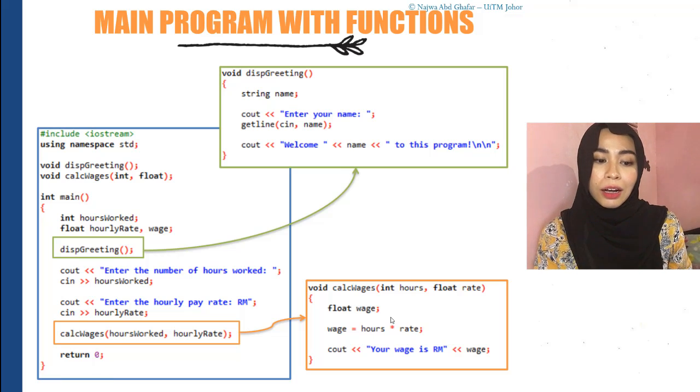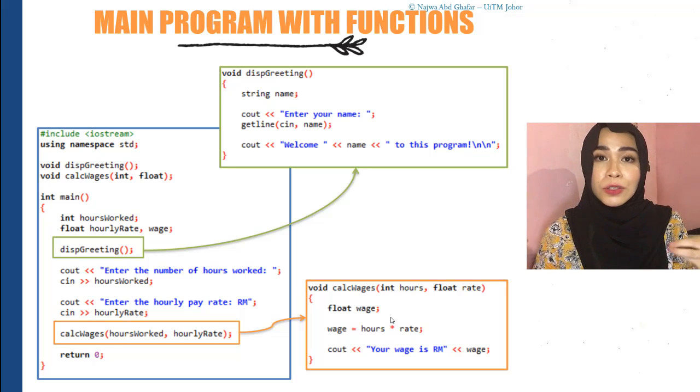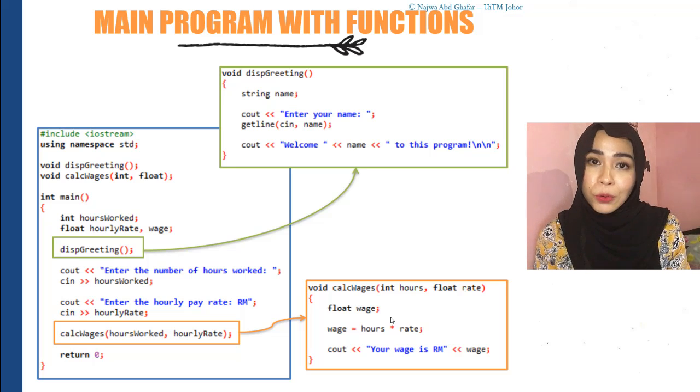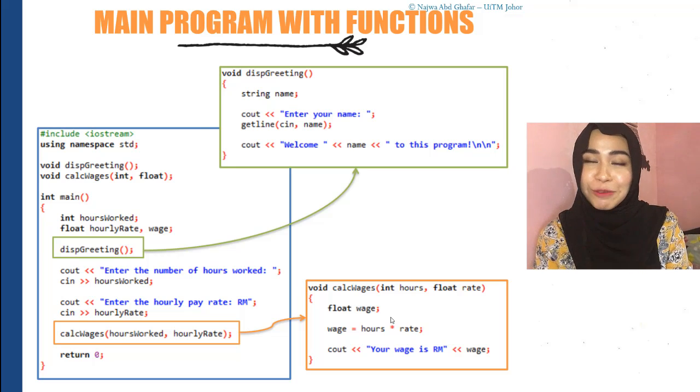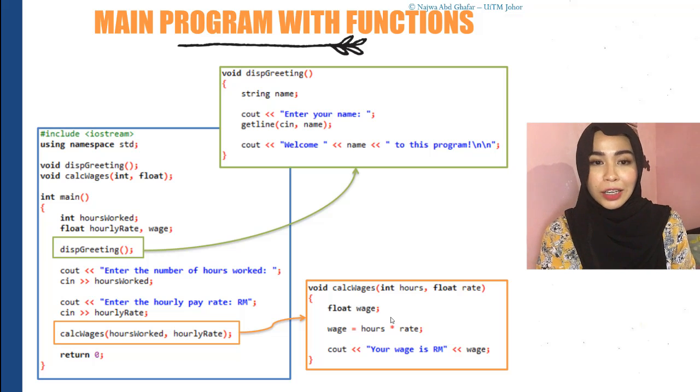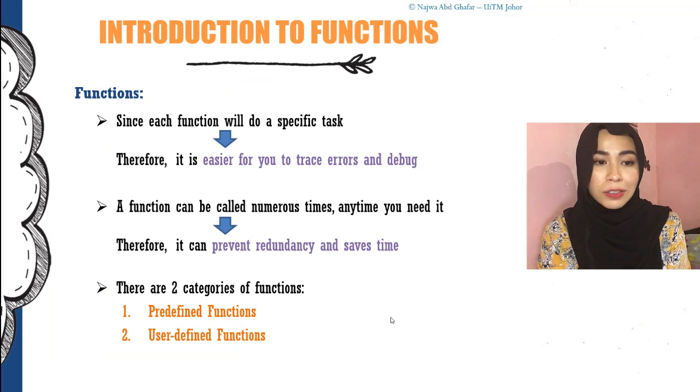We can simplify our main program, break it up and put it in different functions so that we can simplify the main program. So whenever we need that thing to be executed, we can just call the function that we create. Okay, so that is the purpose of having functions.